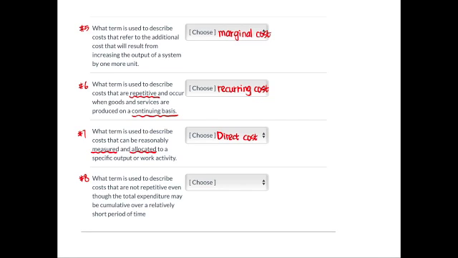Number 8. What term is used to describe costs that are not repetitive, even though the total expenditure may be cumulative over a relatively short period of time? Not repetitive. Well, that's the opposite side of the repetitive, right? So this one is non-recurring cost.